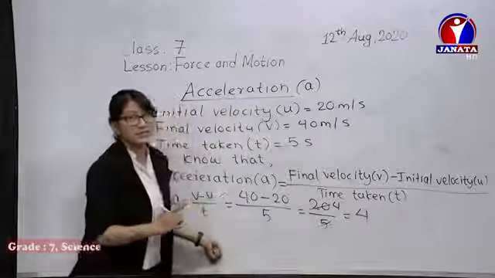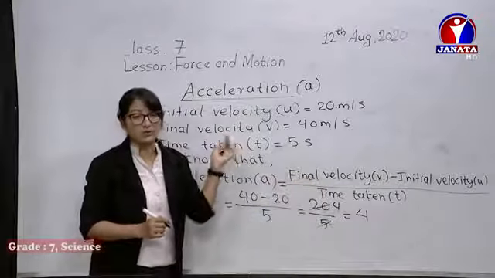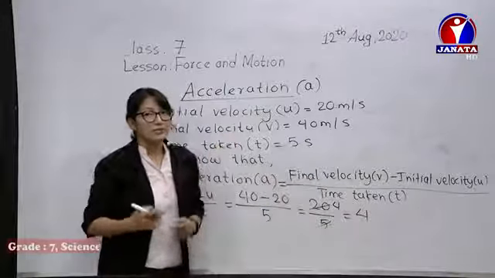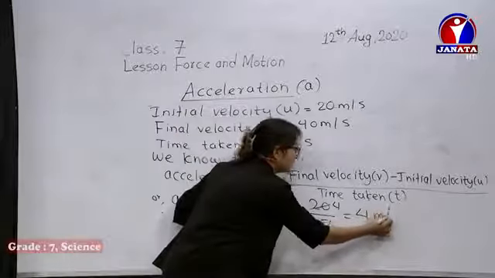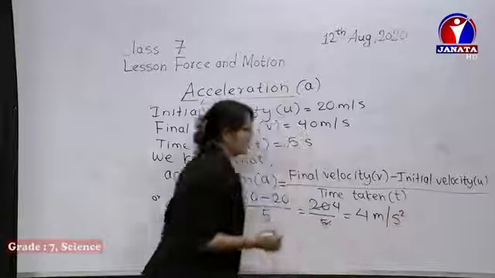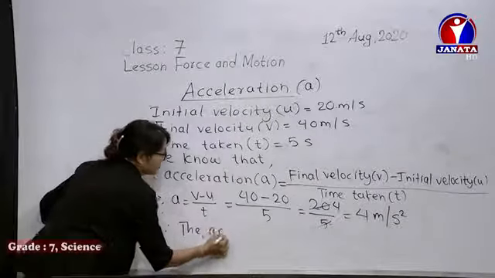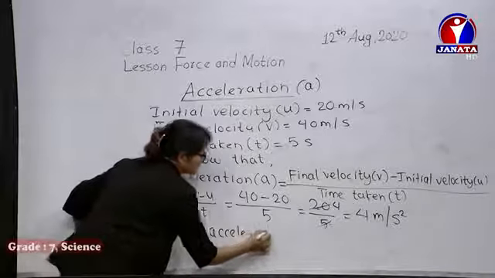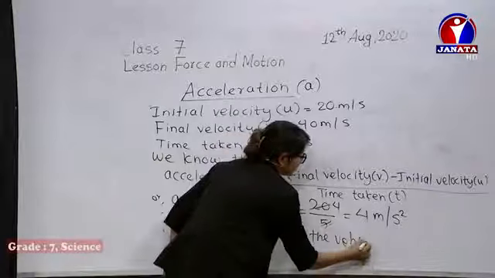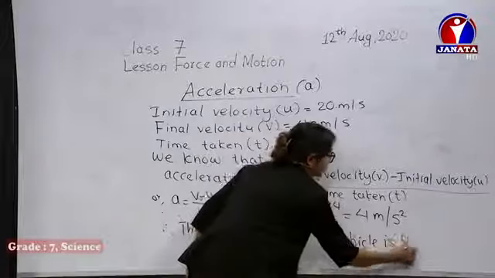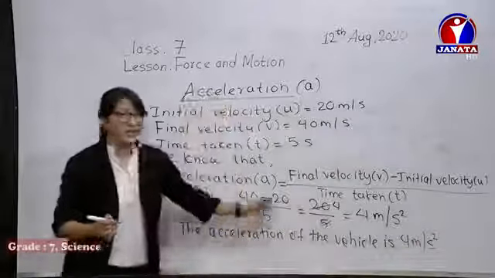As I've already said before, you must write the unit. You can remember the slide played before. It's meter per second square. The SI unit of acceleration is meter per second square. So, therefore, the acceleration of the vehicle is 4 meter per second square. You can simply say it's the increase.